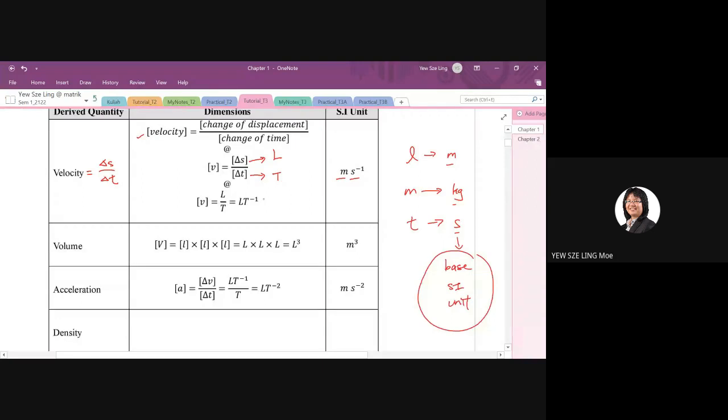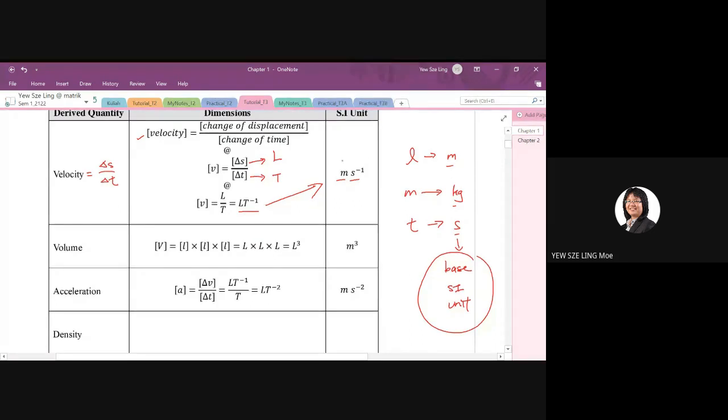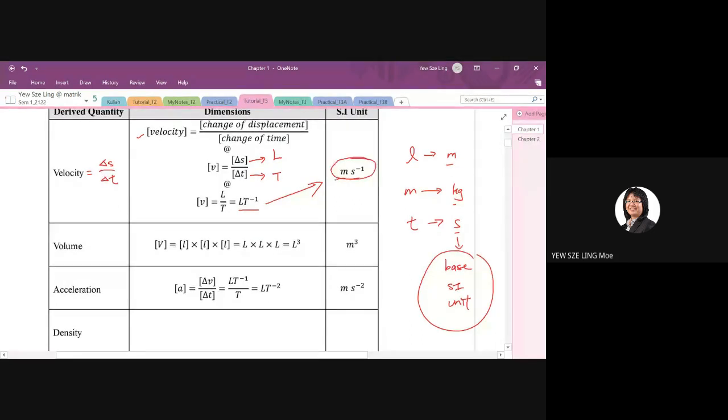That's why when you simplify it, you have LT^-1. From LT^-1, L represents length and T represents time. Therefore, you just change it into meter per second. L you change to m, and T you change to s. And that is how we obtain the SI unit for every derived quantity.